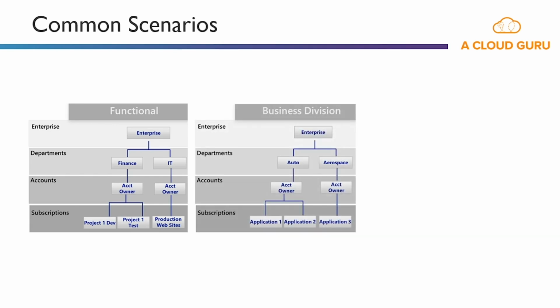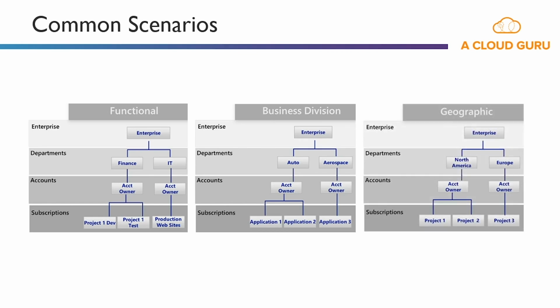If we look at something a little bit more business division orientated, again, I've got departments, but I've got auto and aerospace now, as opposed to very distinct finance and IT. So we've got business divisions within the enterprise, and then perhaps my subscriptions below are based more on the applications themselves. And then another one that does come up a lot is actually geographic. We deal with a lot of global companies, and when we work with them, they have departments in North America, in Europe, in Asia, and then they'll typically separate out that way, then create accounts within there, and then the sub-projects as the subscriptions within those accounts.